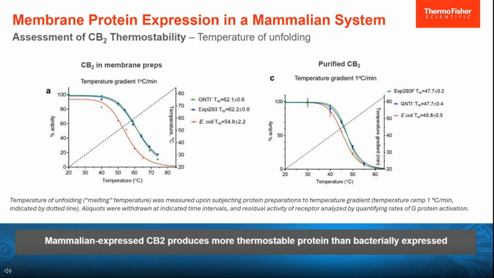And similarly here, they examined the thermostability of CB2 in membrane preparations and as purified protein and compared between mammalian, either the 293 parental or the GNT1- cells, and bacterially expressed protein by examining the temperature of unfolding. So aliquots were withdrawn at various time intervals and residual receptor activity analyzed by quantifying rates of G protein activation. From this, they found that mammalian expressed CB2 produces more thermostable protein than bacterially expressed.